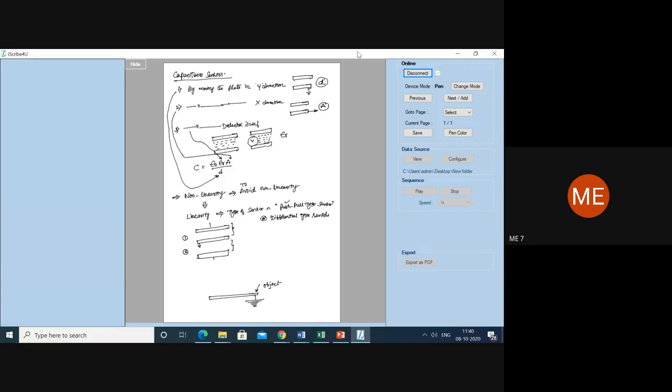This is the object. And then you have only one capacitor plate. So this is your capacitor plate. And in between this you will be having what is called the dielectric media.